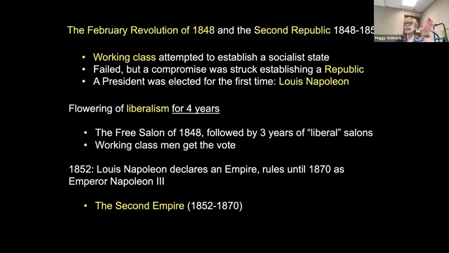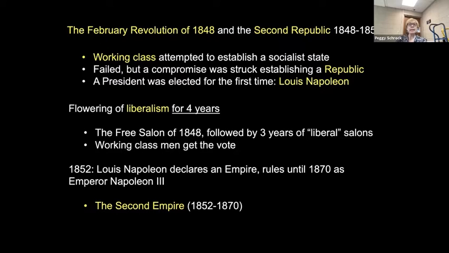They have their first election. They elect their first president. They elect Louis Napoleon as president with the support of the working class. Remember, this is a working class revolution. The middle class wasn't happy about this. They were doing fine under the king. They didn't really need this.